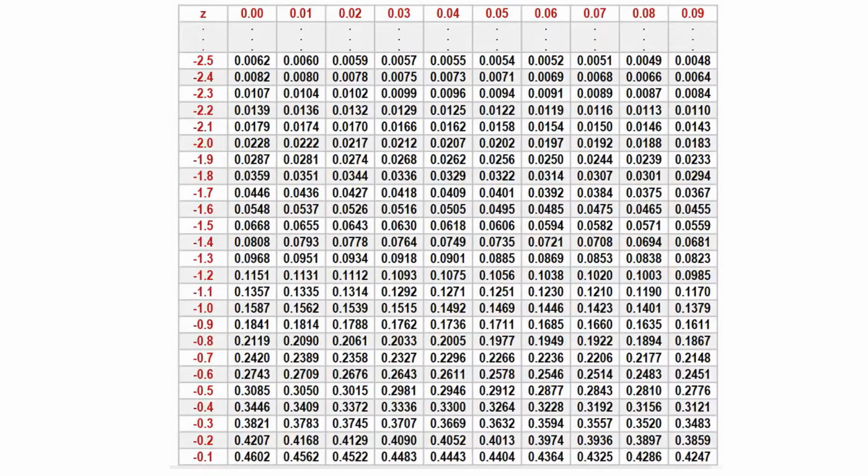In getting the probability of the z value, in the first column take a look at negative 0.5, and in the top row take a look at 0.03. They intersect at 0.2981. Meaning z equal to negative 0.53 is equal to 0.2981.